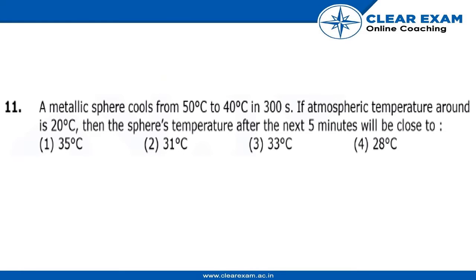Question number 11. A metallic sphere cools from 50 degrees to 40 degrees in 300 seconds. If the atmospheric temperature around is 20 degrees, then the sphere's temperature after the next 5 minutes would be close to: option first is 35 centigrade, or 31 centigrade, 33 centigrade, or 28 centigrade.